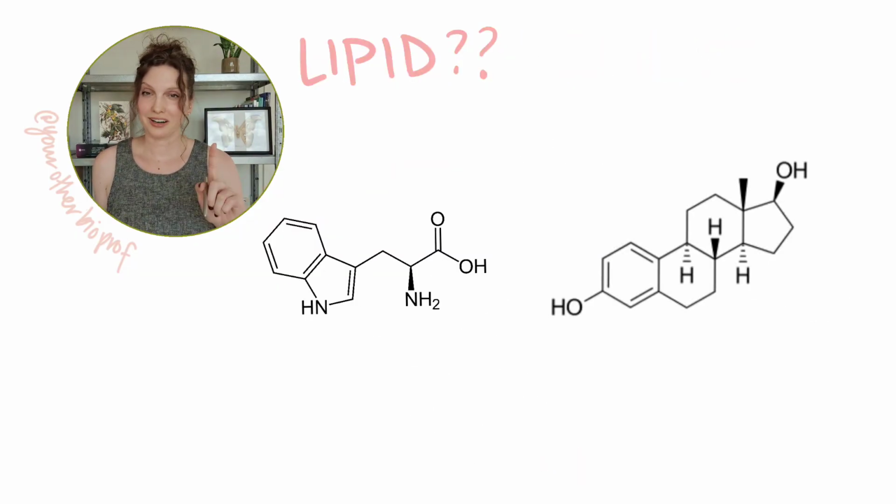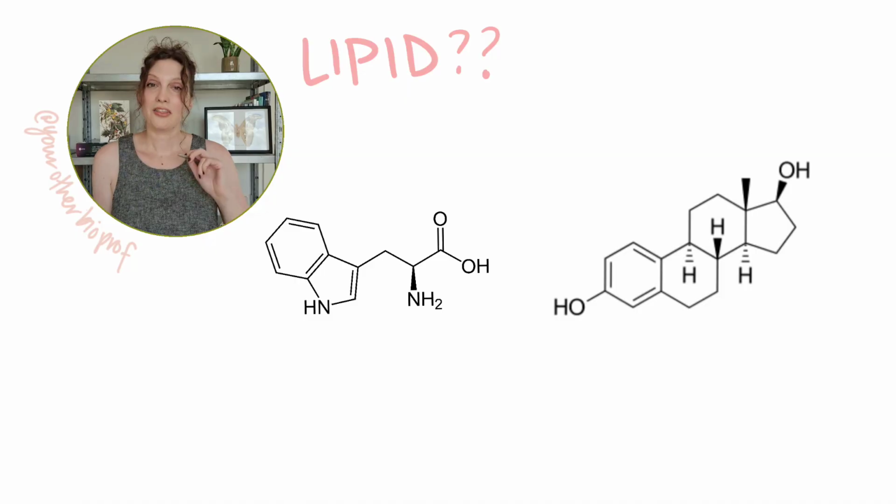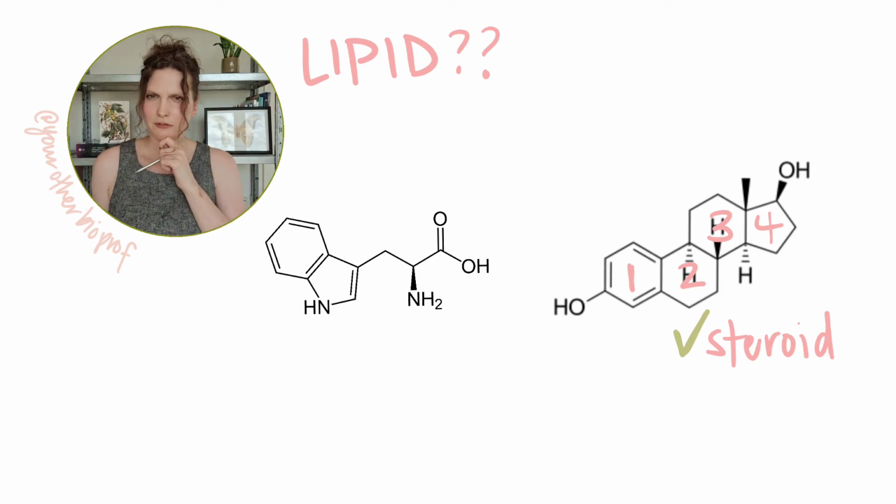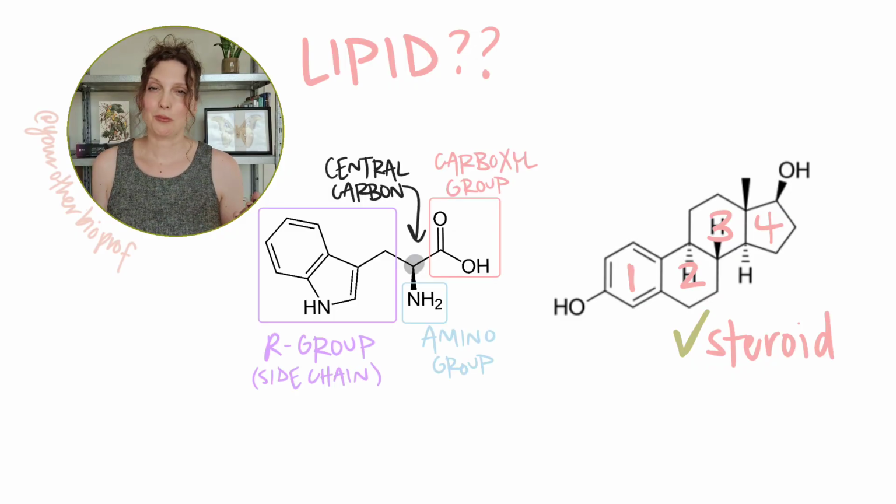Okay, you're doing great. One more. Which one is a lipid? 3, 2, 1. On the right side, we've got a steroid, a type of lipid. Notice the 4 fused rings. But we've also got fused rings on the left, so what is that? Those rings make up the R group of an amino acid, the monomer of protein.